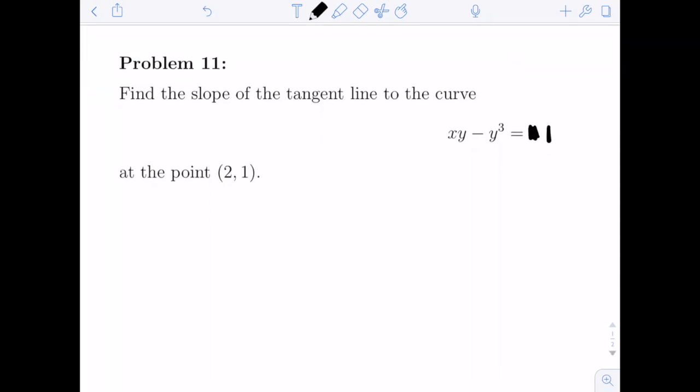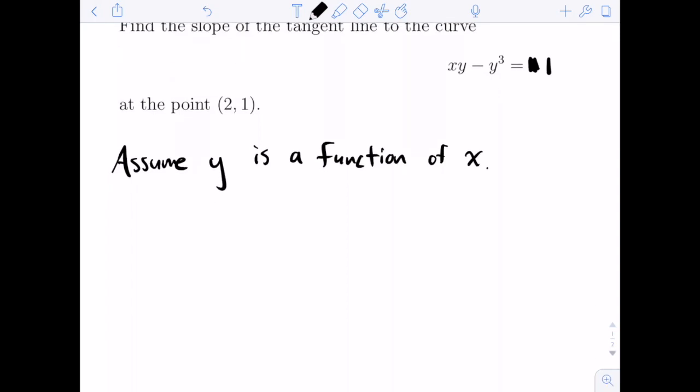So the very first thing we notice is that it's one of those crazy kind of things where you've got a bunch of y's floating around, and that's how you know it's going to be an implicit differentiation problem. So when we're doing this, we have to assume that y is a function of x, right? You don't have to write that down on the test. I know you know that this is what's going on.